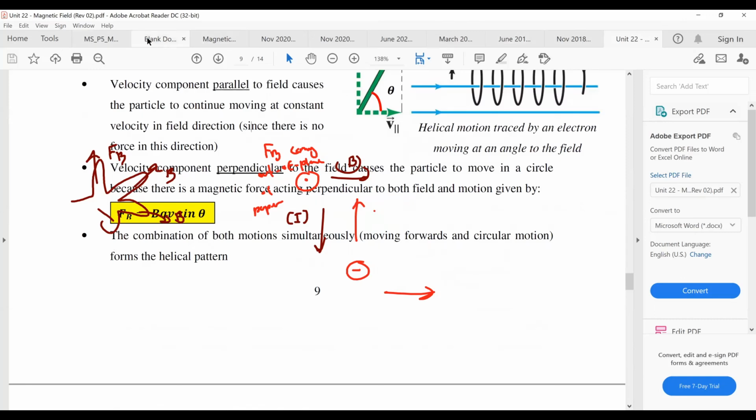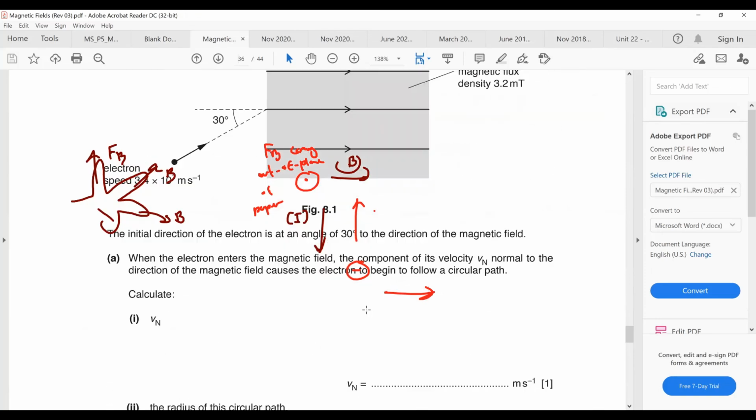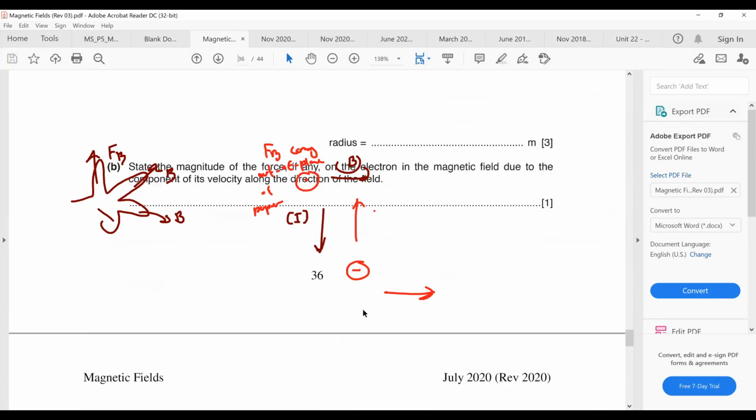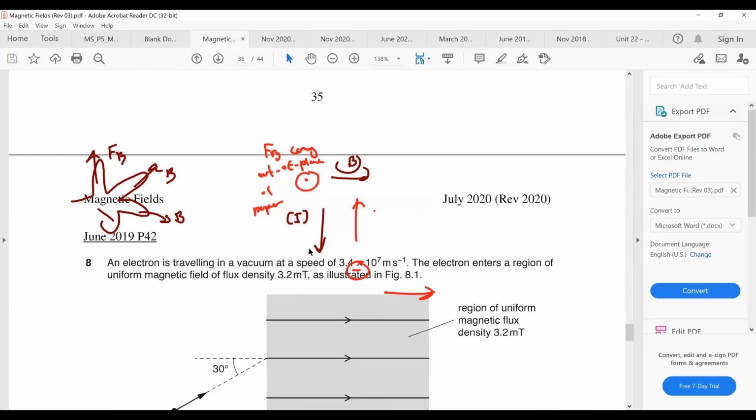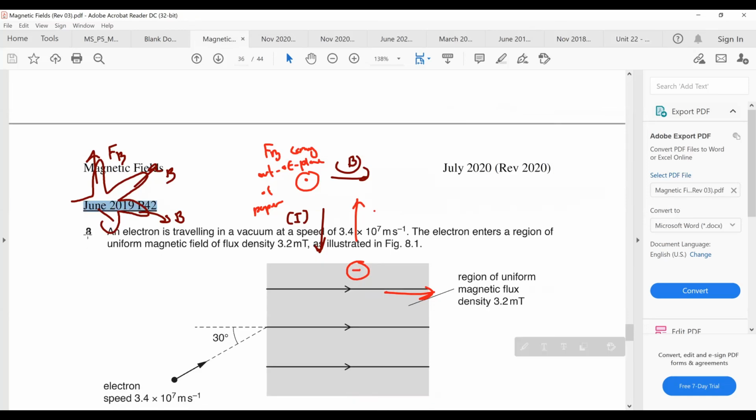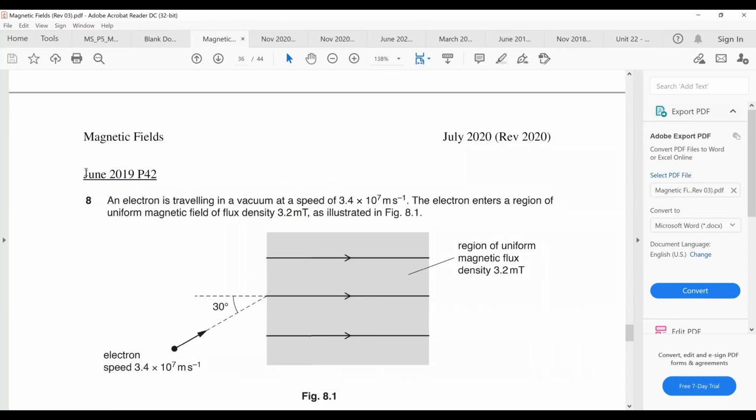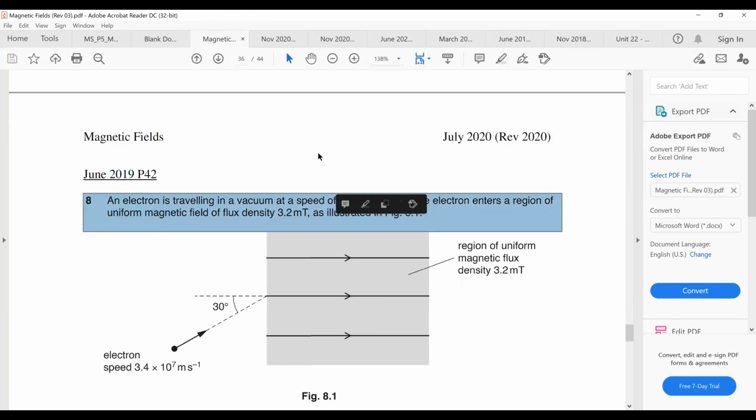Now, there's a question based on this. If you look at pages 36 and 37, that one is from your group chat. The separate sheet is already inside your group chat. If you have this paper printed out separately under June 2019 P42, you can refer to that too. June 2019 P42, I'll just go through this. This is 36 to 37.